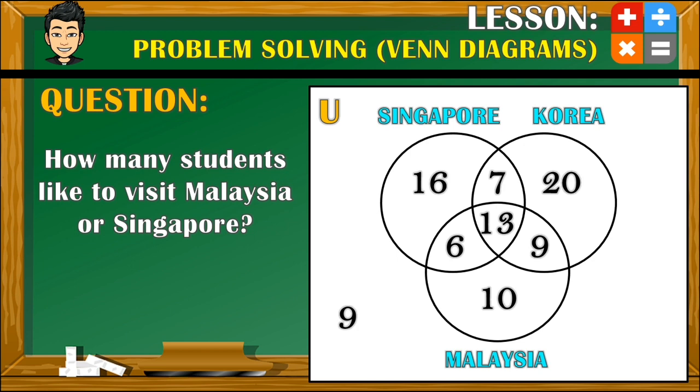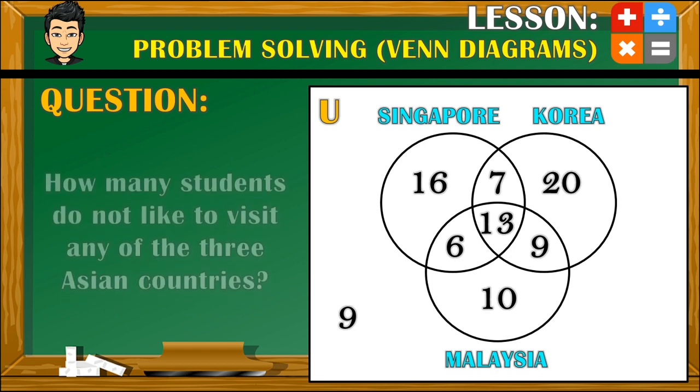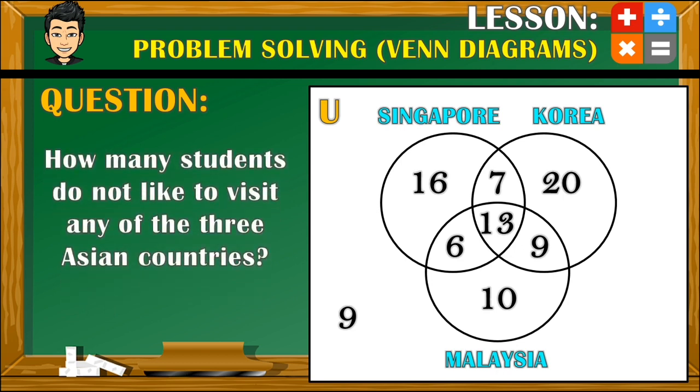How many students like to visit Malaysia or Singapore? That is correct. We have 61 students. How many students do not like to visit any of the 3 Asian countries? So obviously, ito yung mga elements na nasa outside ng ating Venn diagram. The answer is 9 students.